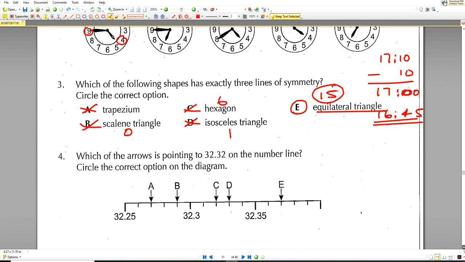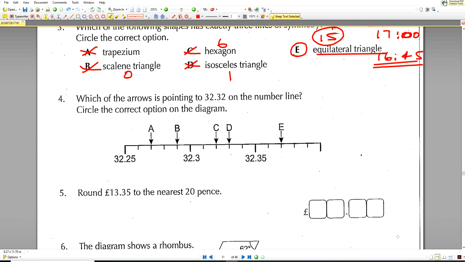Question number 4. Which of the arrows is pointing to 32.32 on the number line? So that's 32.3. We got 35 here. That'll be 33132. That'll be C.